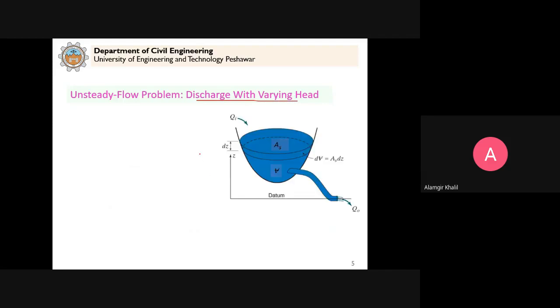Now, the first is discharge with varying head. We consider an arbitrarily shaped tank, and the surface area of the tank is AS. This is the surface area. It means this is that surface area. If I consider the surface area, this is AS.